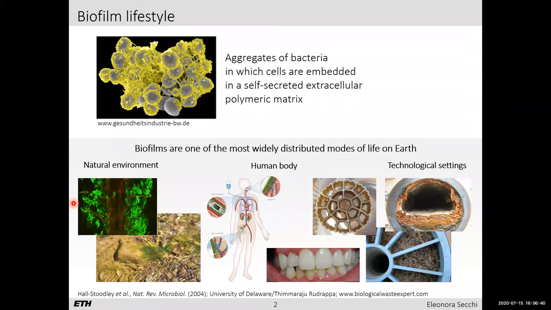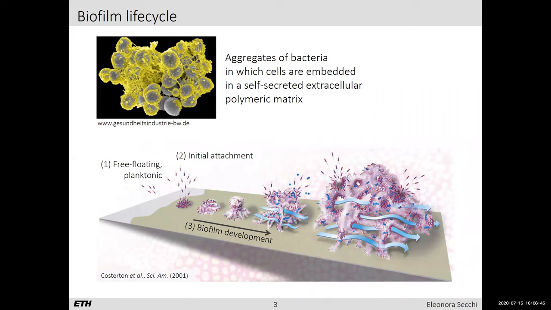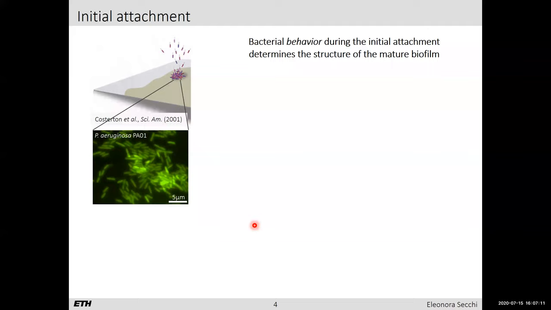So when they develop in every environment, especially in flow, they go from a free-floating planktonic state, then they land on the surface, and then they start to attach. And then they go through different stages from initial to mature biofilm, and at the end, the mature biofilm disperses. The initial attachment is quite a simple phase in the formation of the biofilm, but it is really, really important because the bacterial behavior during this phase determines the structure of the mature biofilm.